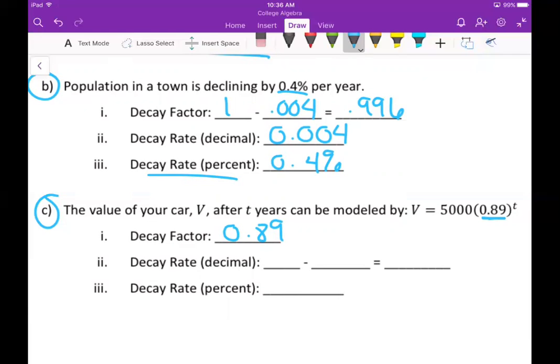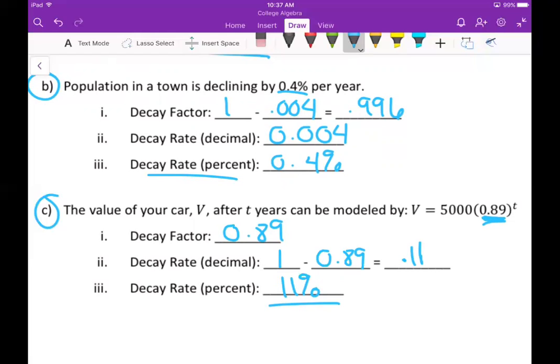As we convert to decay rate, we still can take 1 minus the decay factor to get to the decay rate. So the decay rate as a decimal, if you're using that decay factor, you'll get the decimal form, which is 0.11. That means that percentage is 11%. The value of the car is decaying by 11% per year. We get to keep 89% of it.